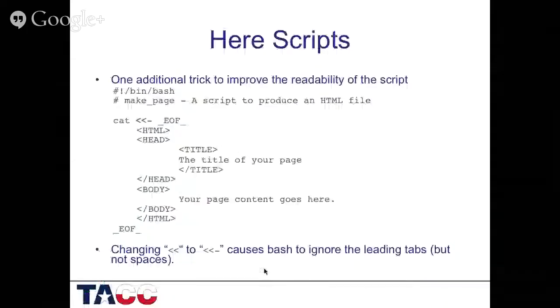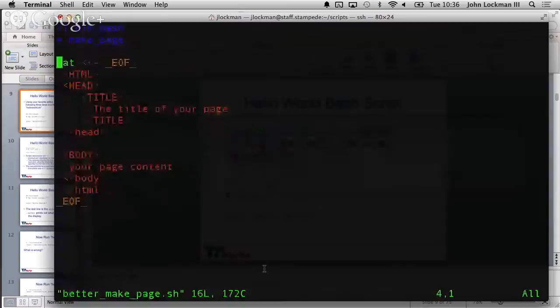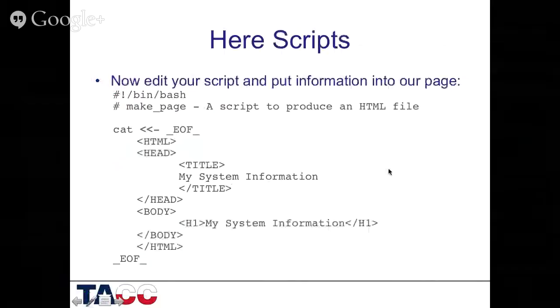What else? Now let's go a little bit further and let's actually put some information in here. So I'm going to go back to that same better make page script. And what I want to do is change the title. Let's make the title my system information. And then let's add a new element in the body, an H1, which is a heading, and we'll put the same thing in there, my system information. And now this is pretty nice. You don't have all those echo commands. You're not wondering, where am I? It's a lot cleaner, right? Easier to edit.